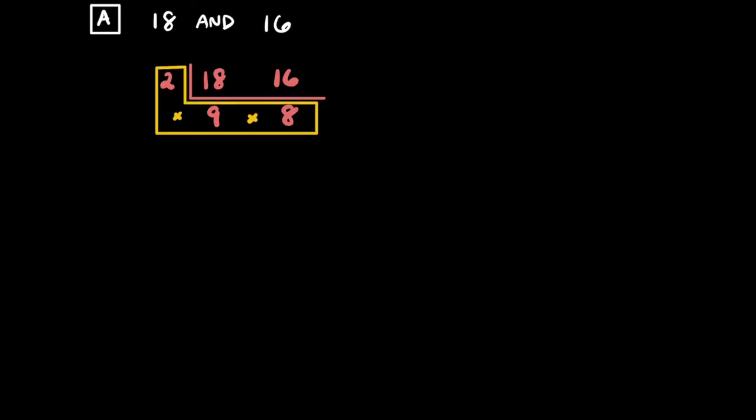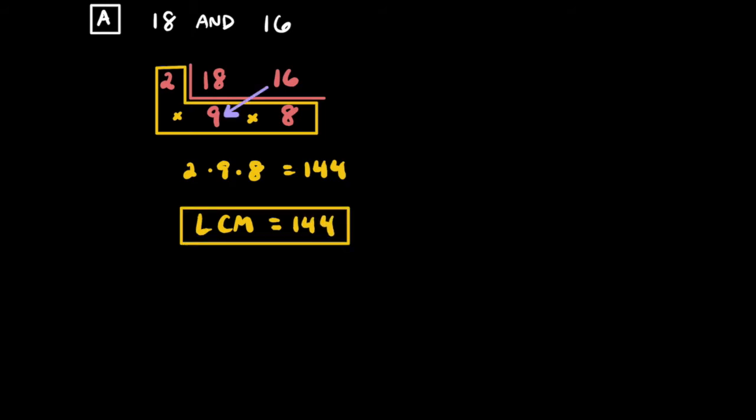Remember, if we multiply all these outside numbers together, we're going to get the LCM. To get the LCM of 18 and 16, we're going to have to multiply 2 by 9 by 8. 2 times 9 is going to get us 18, and 18 times 8 is going to get us 144. The LCM for 18 and 16 is 144. While 144 is the 9th multiple of 16, it's the 8th multiple of 18.